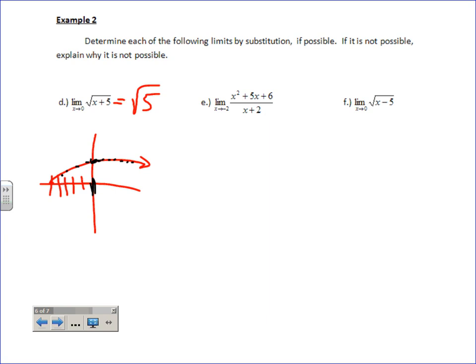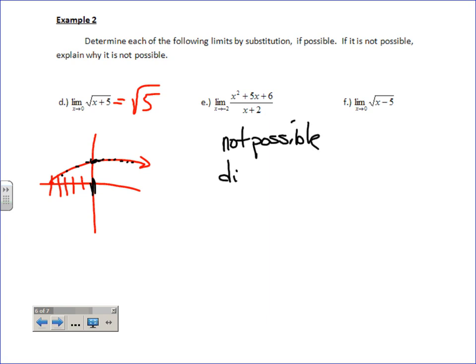How about this one? Yeah, that's a problem. It's over 0. That's a problem. So substitution's not going to work. You can still do the problem, but substitution's not going to work. And how about this one? Yeah, it's imaginary. So does substitution work? No. So what I would say as far as the directions go, right, not possible. All right, so not possible by substitution.